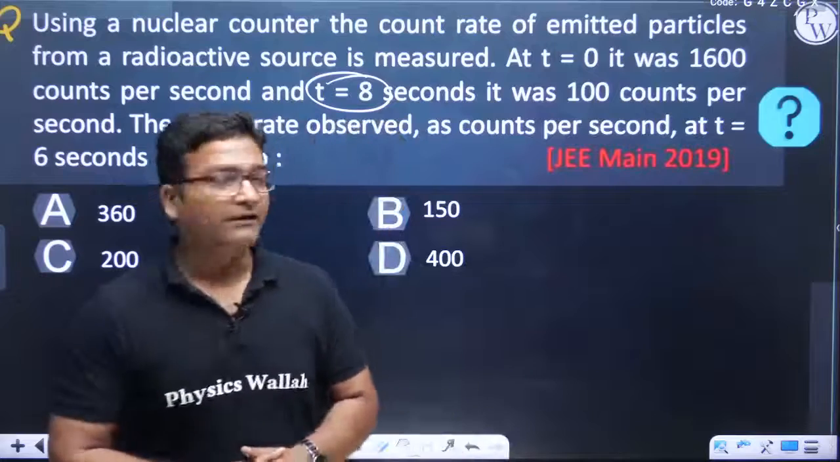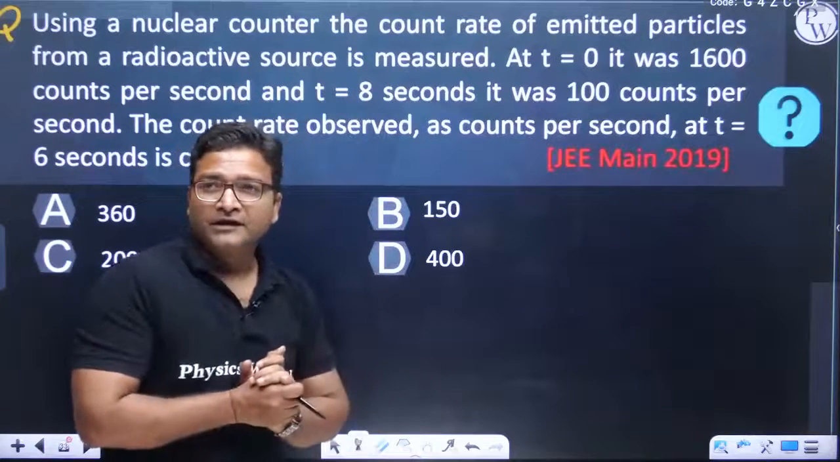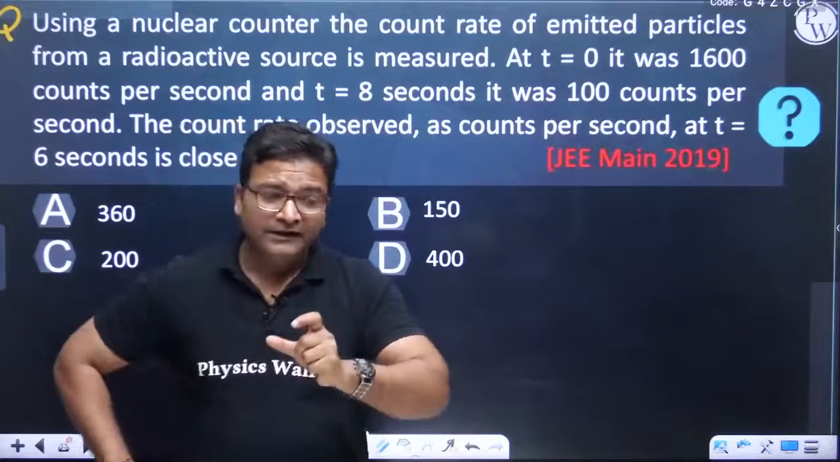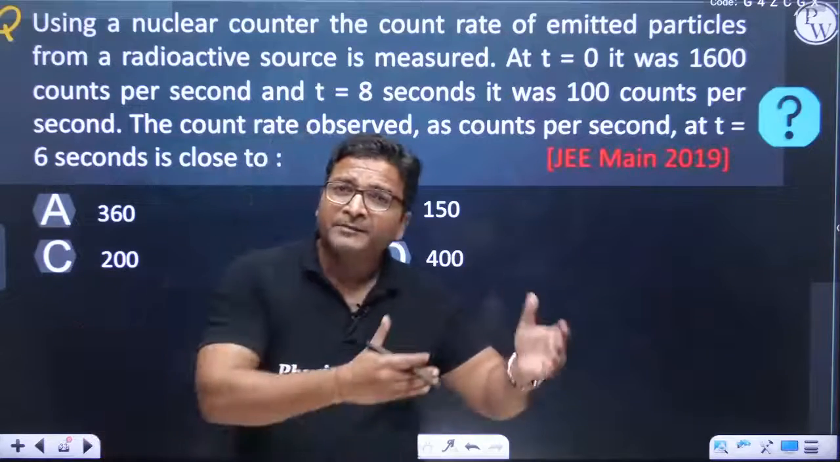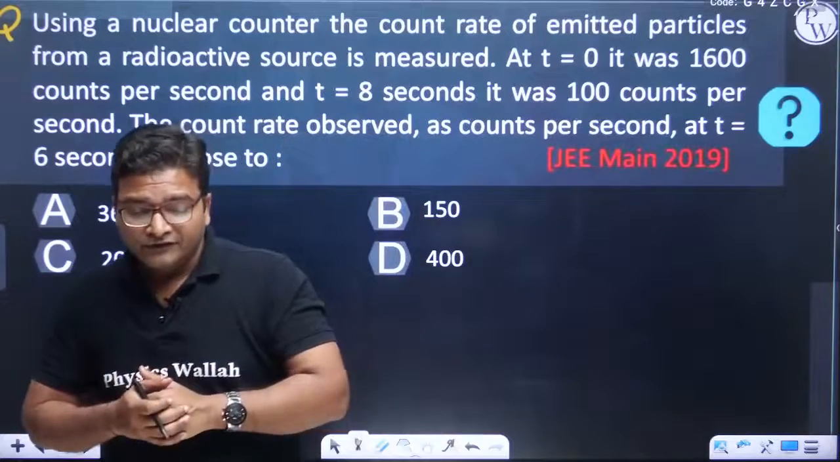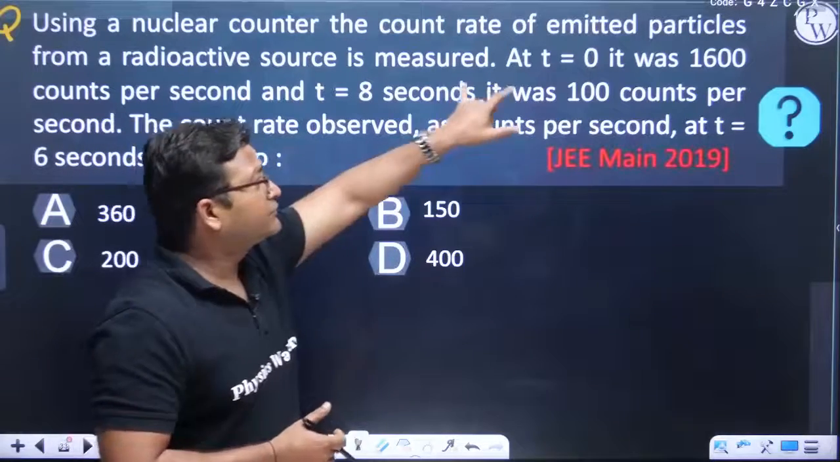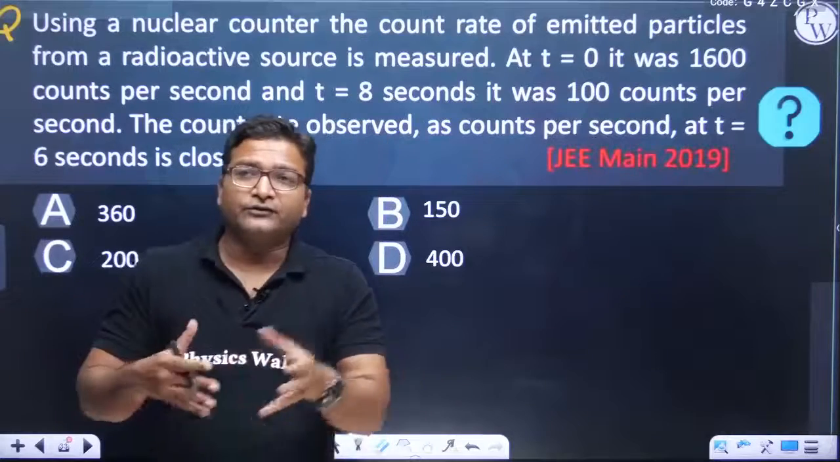Okay, here we have a nuclear counter, and a nuclear counter counts the rate of emitted particles per second. And what is the rate of emitted particles per second? It is activity. So the nuclear counter here counts activity, right? And it says at t equals 0, activity was 1600, and after 8 seconds it is only 100.